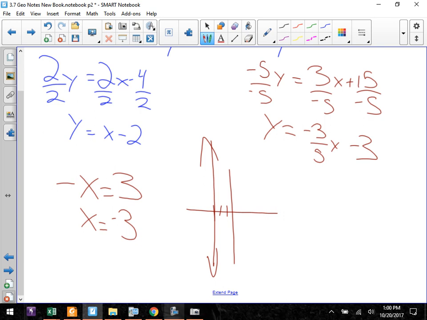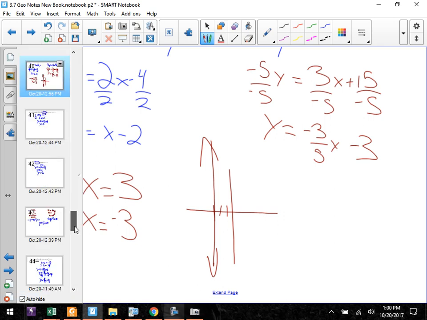Do you think we can make this any more difficult? Wait, how did you move that negative? Divide by negative 1. Multiply by negative 1. Either one. Oh, okay, thank you. You're welcome. There you go.